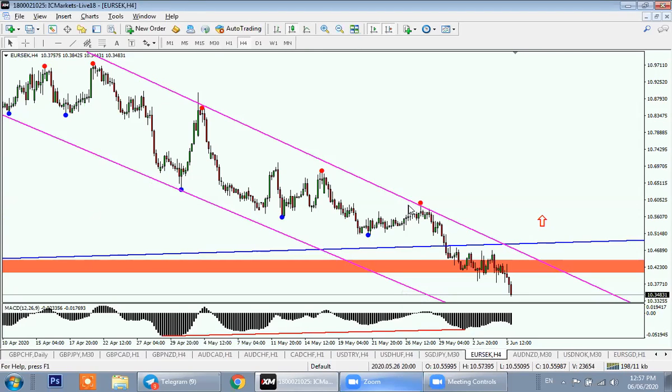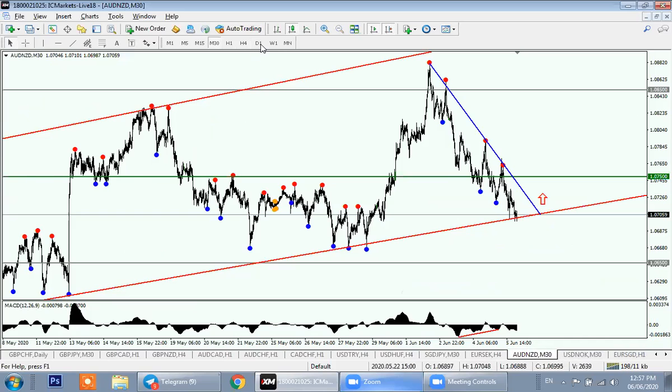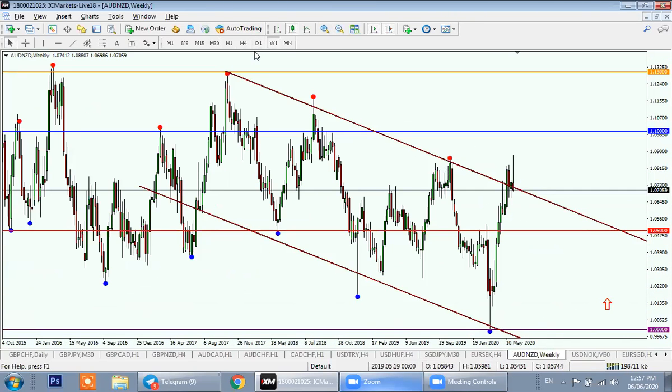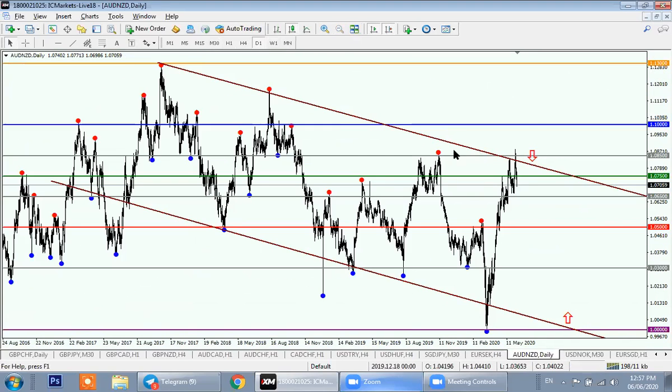If you have any more questions, or if you want me to analyze a specific pair, because as you know, I removed a couple of pairs. For example, I removed AUD/NZD. Price is sitting around our upper brown trend line and a strong resistance zone. So looking for sell opportunities.